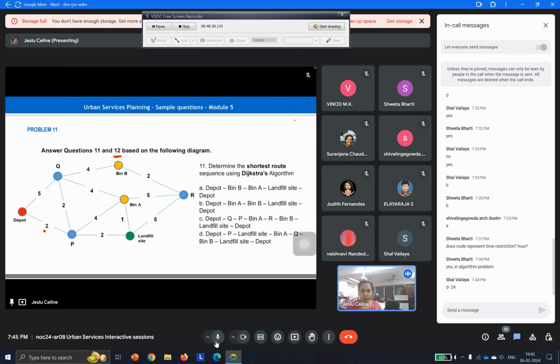Okay, somebody says D24: depot to P to landfill site to bin A to Q to bin B to landfill site again. Okay, so you're going to the landfill site twice, and 24. Right. Let's wait for others to come back. Meanwhile, you can also check, there is a more optimized method. Cross check that once more. In this one, the intermediate P, Q, and R between A and B are not given, but that doesn't mean they're not there. It's going through some P or Q or something, but it's just not given in the option.